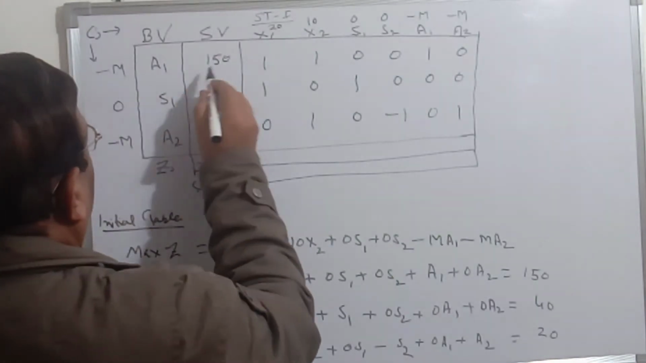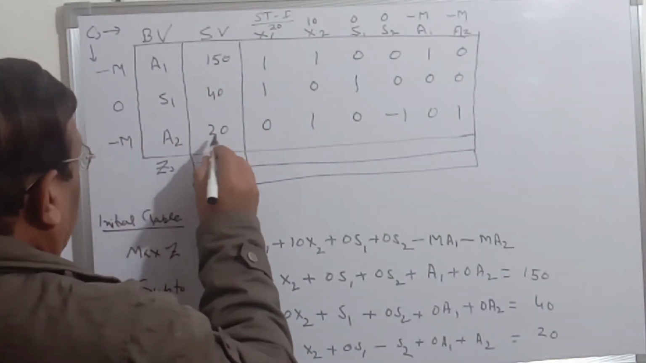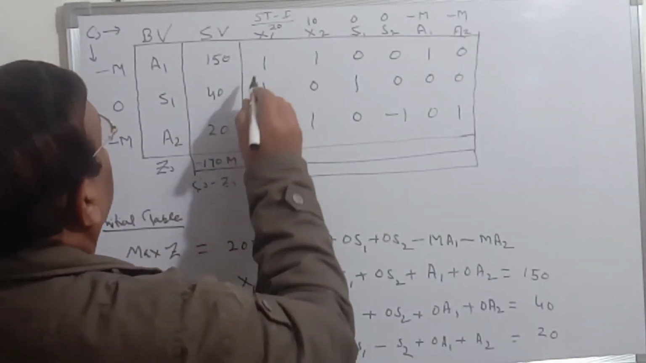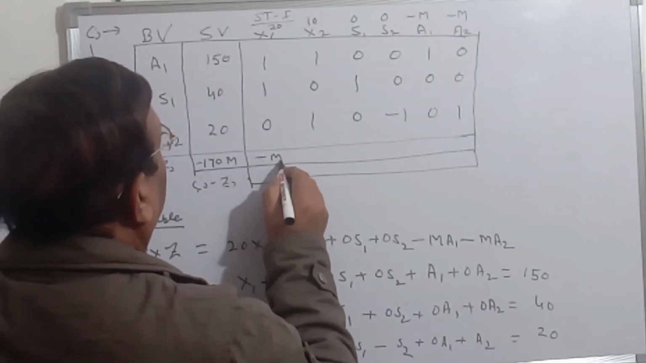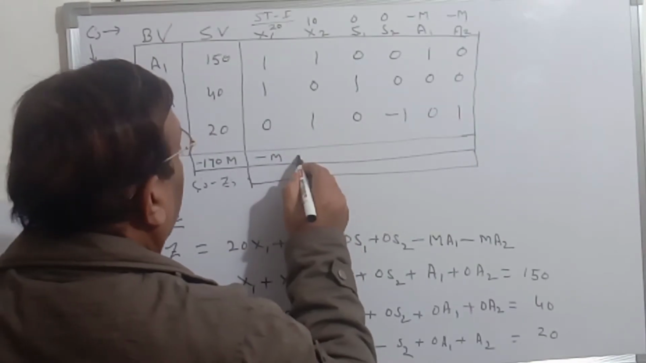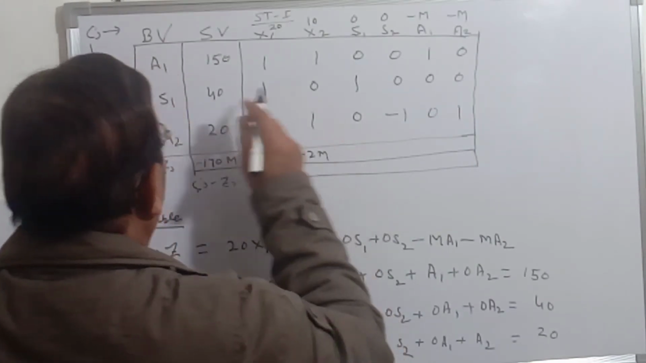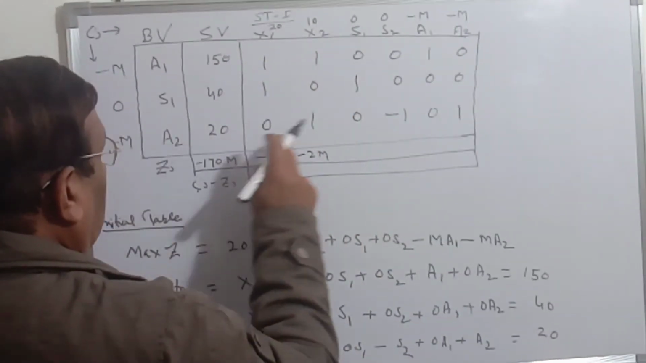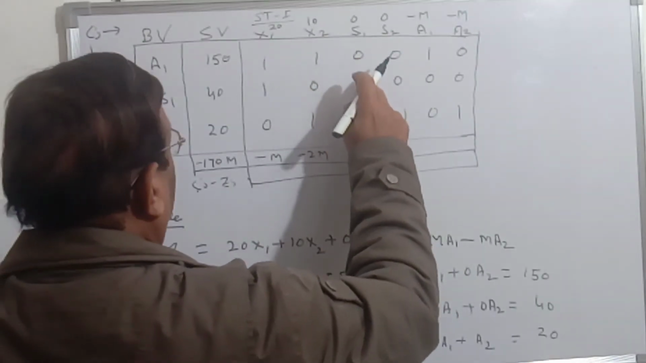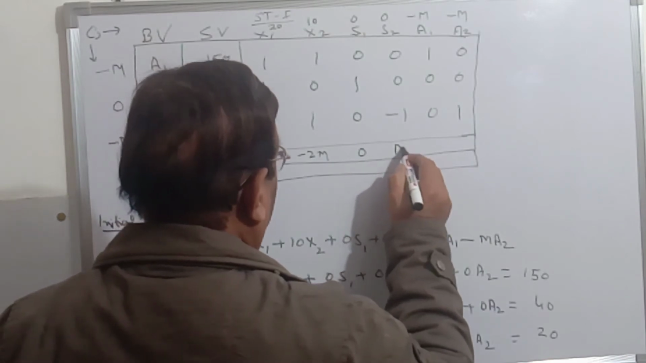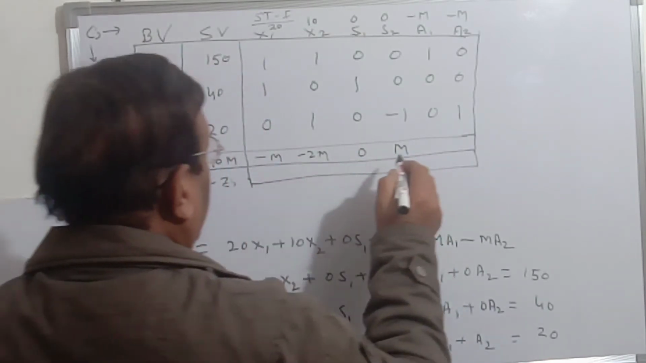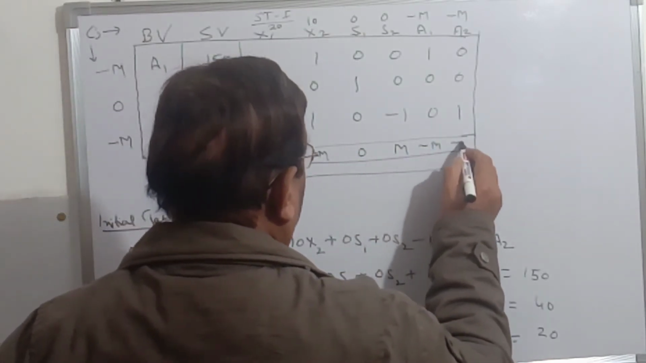This is minus 150 M, so it is minus 170 M minus M minus M. This is minus M minus 2M. This into this plus this into this. This is 0. This is M, only M. This is minus M and this is minus M.